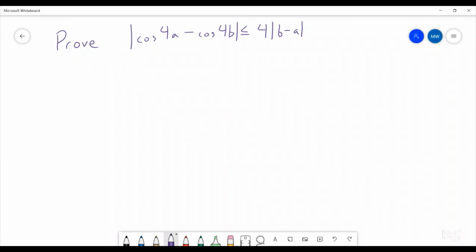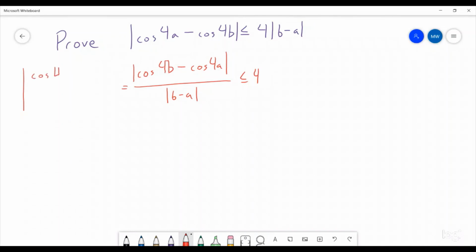And notice that we can switch the order of subtraction inside absolute values, because that's just the same as multiplying by a -1. So what we really have is this is equivalent to saying the absolute value of cosine of 4b minus cosine of 4a all over b minus a is less than or equal to 4. Well, notice that this absolute value is just the absolute value of the entire top over the bottom. So cosine 4b minus cosine of 4a all over b minus a. There we go.